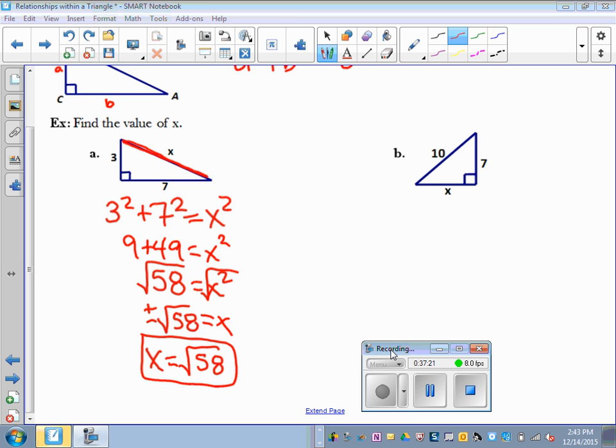Now do double check, because sometimes your side isn't just x. They might give you x squared, in which case you would take any negative and make it a positive value. Also, anytime you have a radical, make sure you check to see if you can simplify it. Now 58, if we break this down, only breaks down into 2 and 29. And we don't have any perfect squares there, so we can't simplify anything.